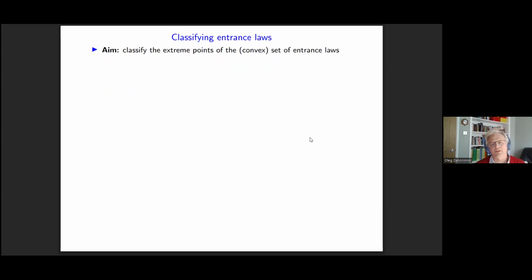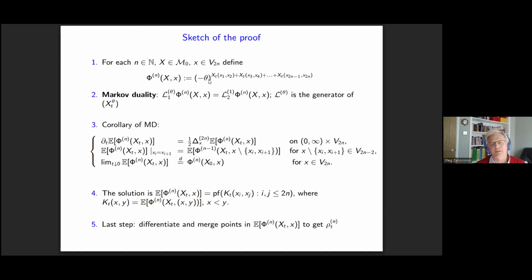It was known that Markov dualities existed for the case when theta is equal to 1, the Ising model, and theta equal to 0, the coalescing model. We didn't have much hope in the general case, but we played a little bit, and this is what came out. This is very lucky.